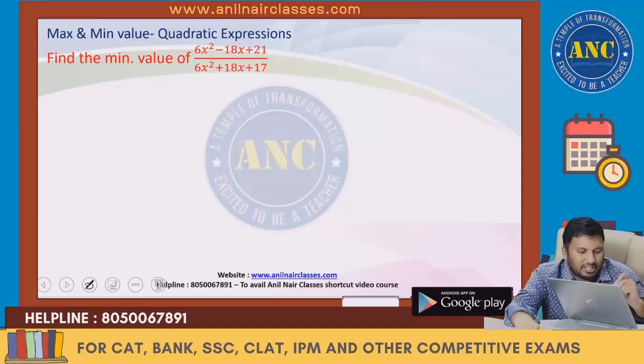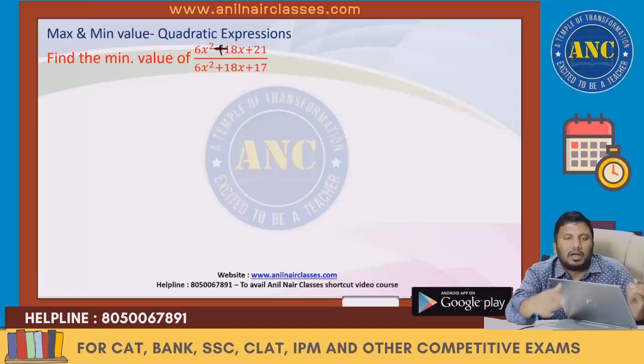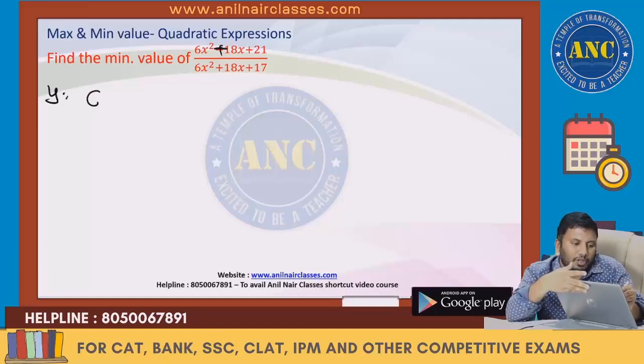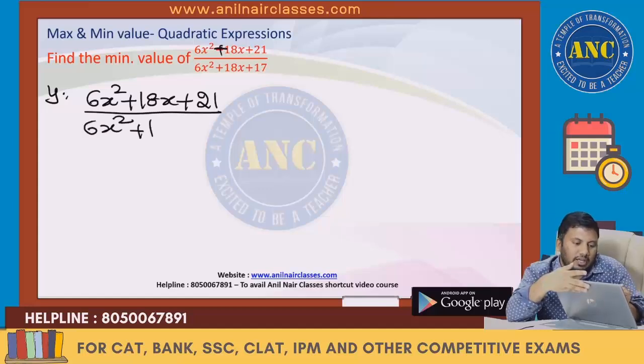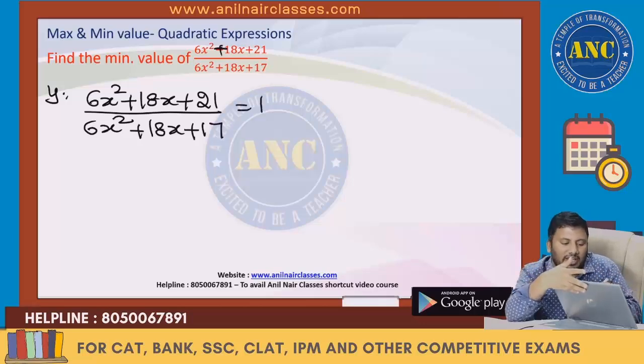Listen carefully, sir. This is plus. Beautiful question. Another one. Y will be (6x square plus 18x plus 21) divided by (6x square plus 18x plus 17). Tough question solved very easily.